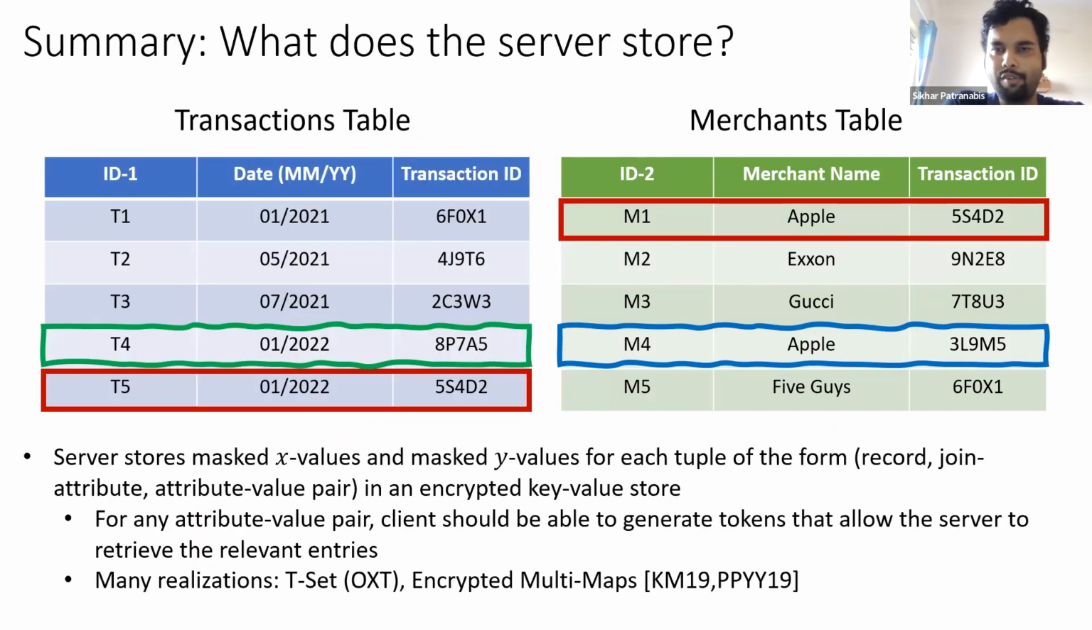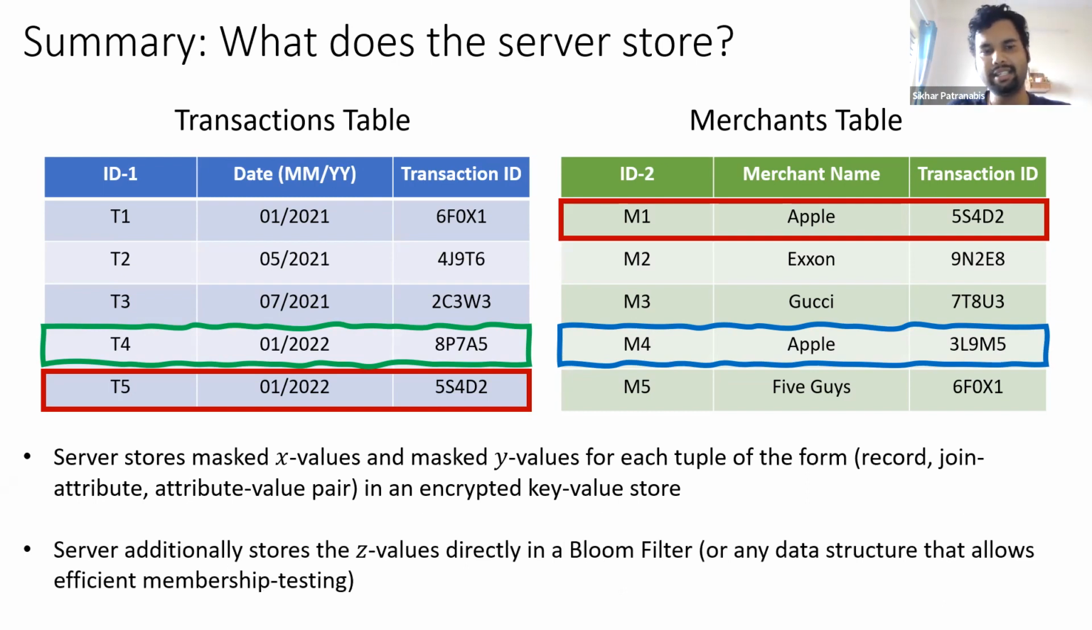Now, this is a brief overview of how you can actually do it. You store these masked X values and Y values in the encrypted key value store. Suppose that I issue a query of the form date equals January 2022, then I can efficiently retrieve the masked X and Y values corresponding to T4 and T5 for table T1 separately. Similarly, for the merchants table, if I issue a query of the form, give me all records corresponding to merchant name equals Apple, then I can again retrieve the one-time padded X and Y values corresponding to the records in the merchants table. There are many well-known techniques to do this in the SSE literature, like T-sets and encrypted multimaps.